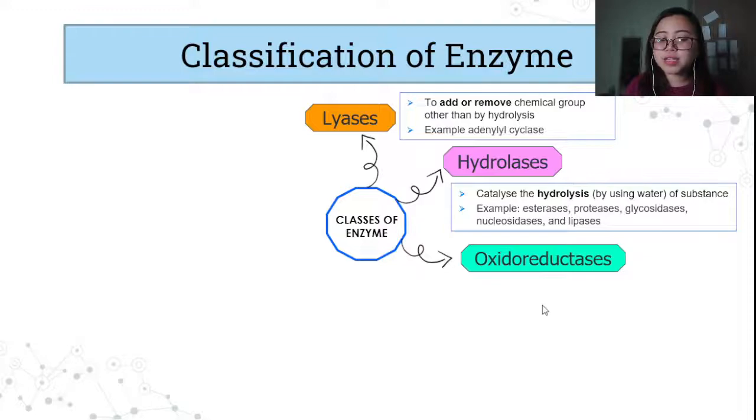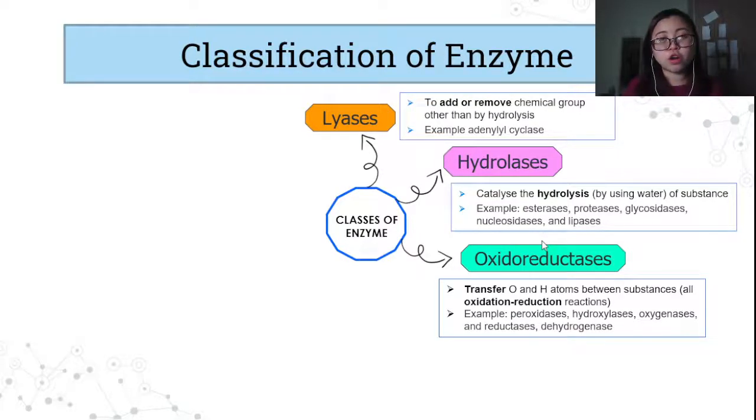The third class of enzyme that we'll look at in this slide is oxidoreductases. And if you can guess from the name, it's going to involve oxidation and reduction reactions. So it involves the transfer of oxygen and hydrogen atoms between the substances. So these are going to include all oxidation reduction reactions. Examples of oxidoreductases are peroxidases, hydroxylases, oxygenases, and reductases, and also dehydrogenases.